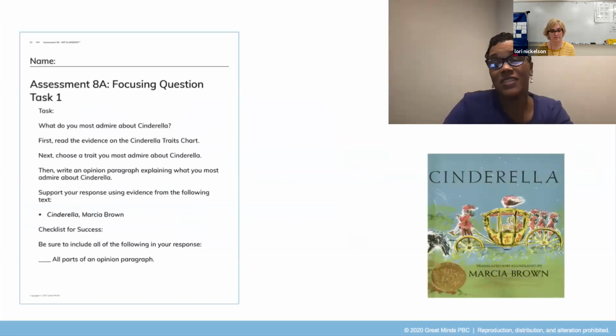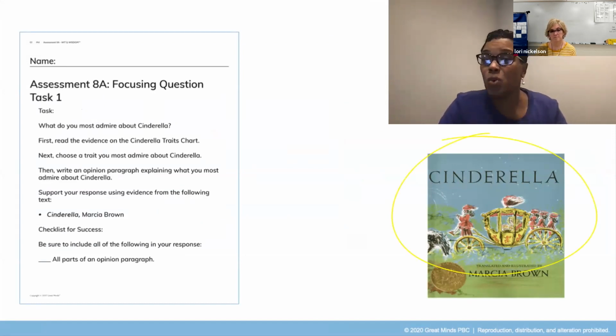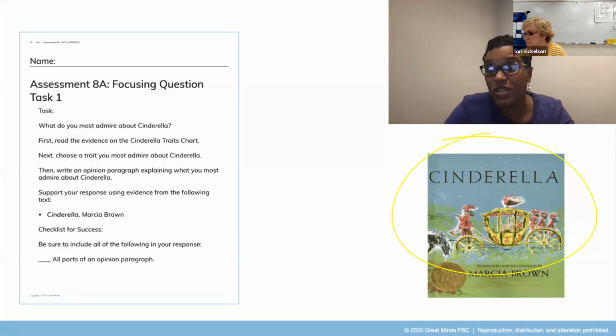All right, we just discussed Cendrillon's character traits. Now we are going to return to the book Cinderella, adapted by Marcia Brown. The cover looks like what you see on the screen. And since we spent more time reading and discussing Cinderella, we're going to be writing about that book. You will use what you have learned to write an opinion paragraph on Cinderella's character.